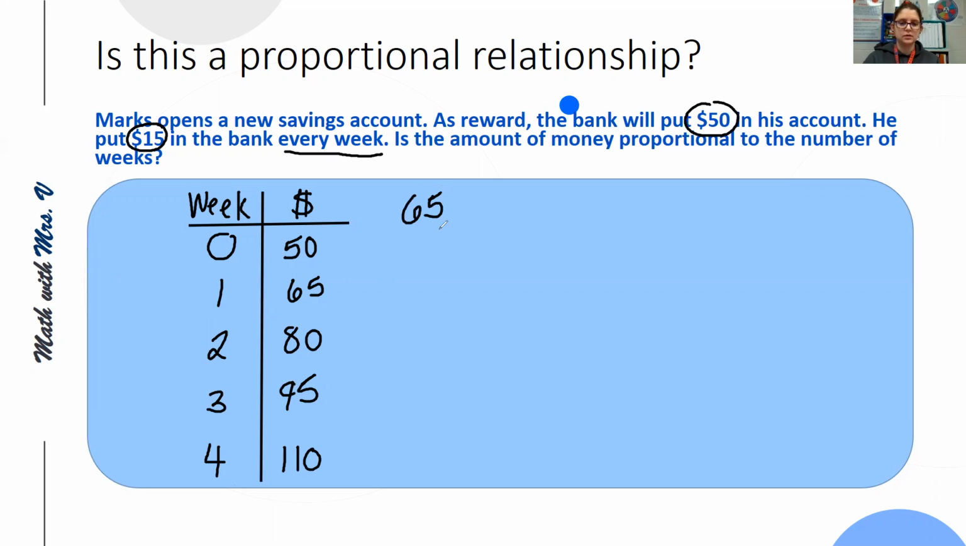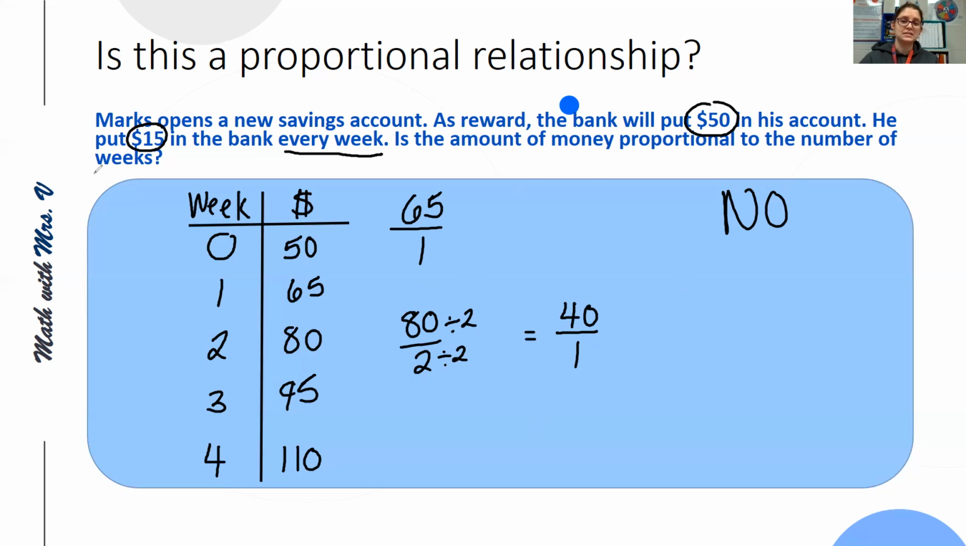So $65 to 1 week. This is already in a unit rate. My denominator is 1, so I need to look at my week 2. $80 to 2 weeks. I'm looking for my unit rate, so I'm going to divide by 2, divide by 2. 80 divided by 2 is 40. And we can see these are already different, so I don't need to keep going. Is the amount of money proportional to the number of weeks? The answer is no. His money is not proportional.